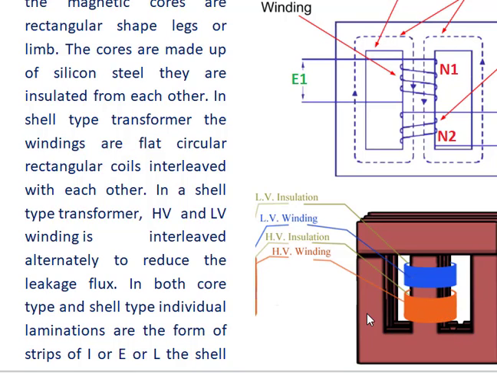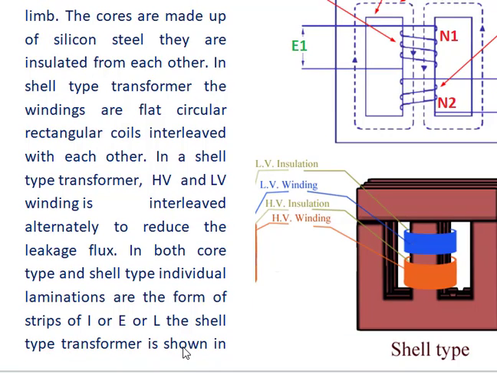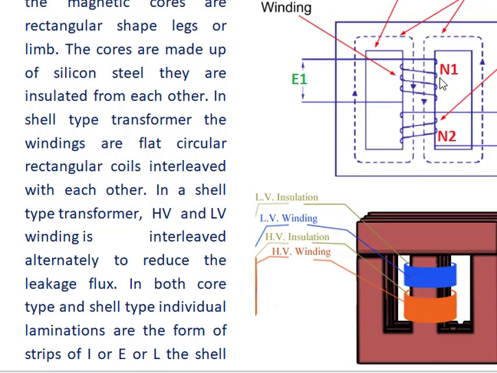In the case of both shell type and core type, the individual laminations are formed using I-shaped strips, E-shaped strips or L-shaped strips. The I-shaped, E-shaped, L-shaped strips are used to form the dimension, the shape of the core. So the magnetic flux is formed here.